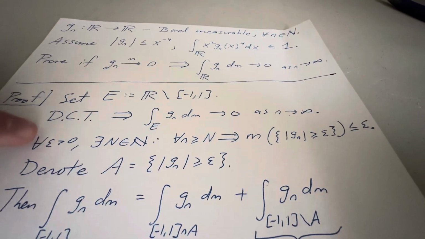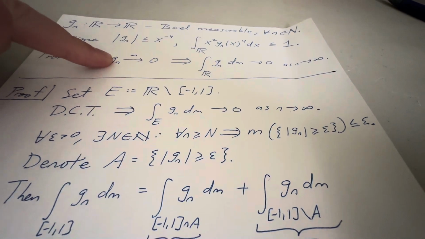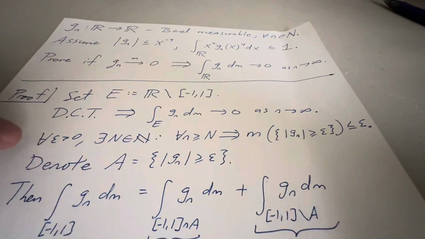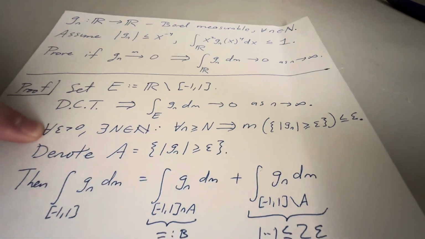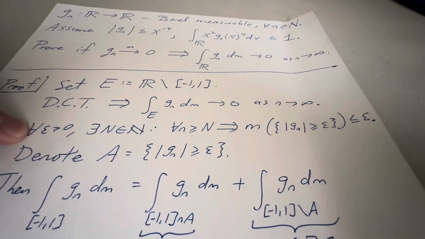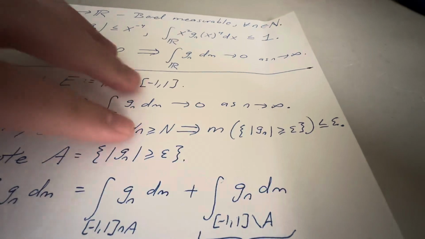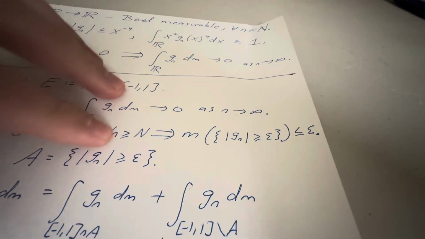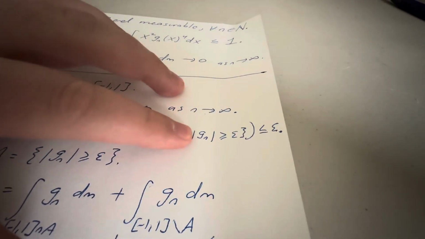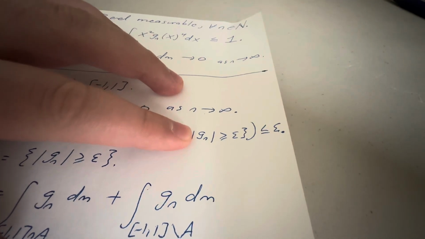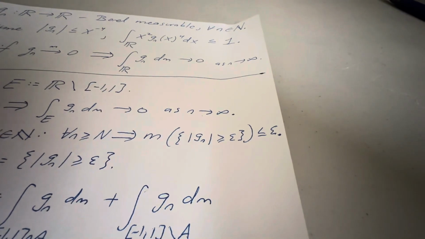So we use the assumption G_n converges in measure to 0, the definition of which is the third line. The definition says for any epsilon positive, there exists an index big N, such that for all n bigger than or equal to N, the measure of the set where the absolute value of G_n is bigger than epsilon is less than or equal to epsilon.